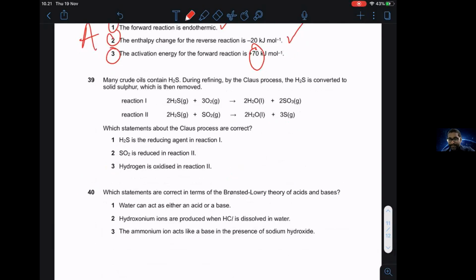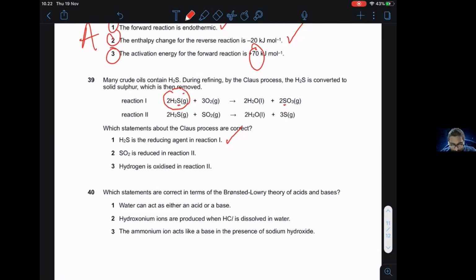Okay, 39. So you have two processes, and we want to know which one is correct. H2S is a reducing agent in reaction 1. A reducing agent normally will reduce others, but in that process they get oxidized. Let's see whether they are oxidized or not. Sulfur and sulfur over here. You can see that they lost hydrogen. If they lost hydrogen, then they are oxidized. So this one is possible.